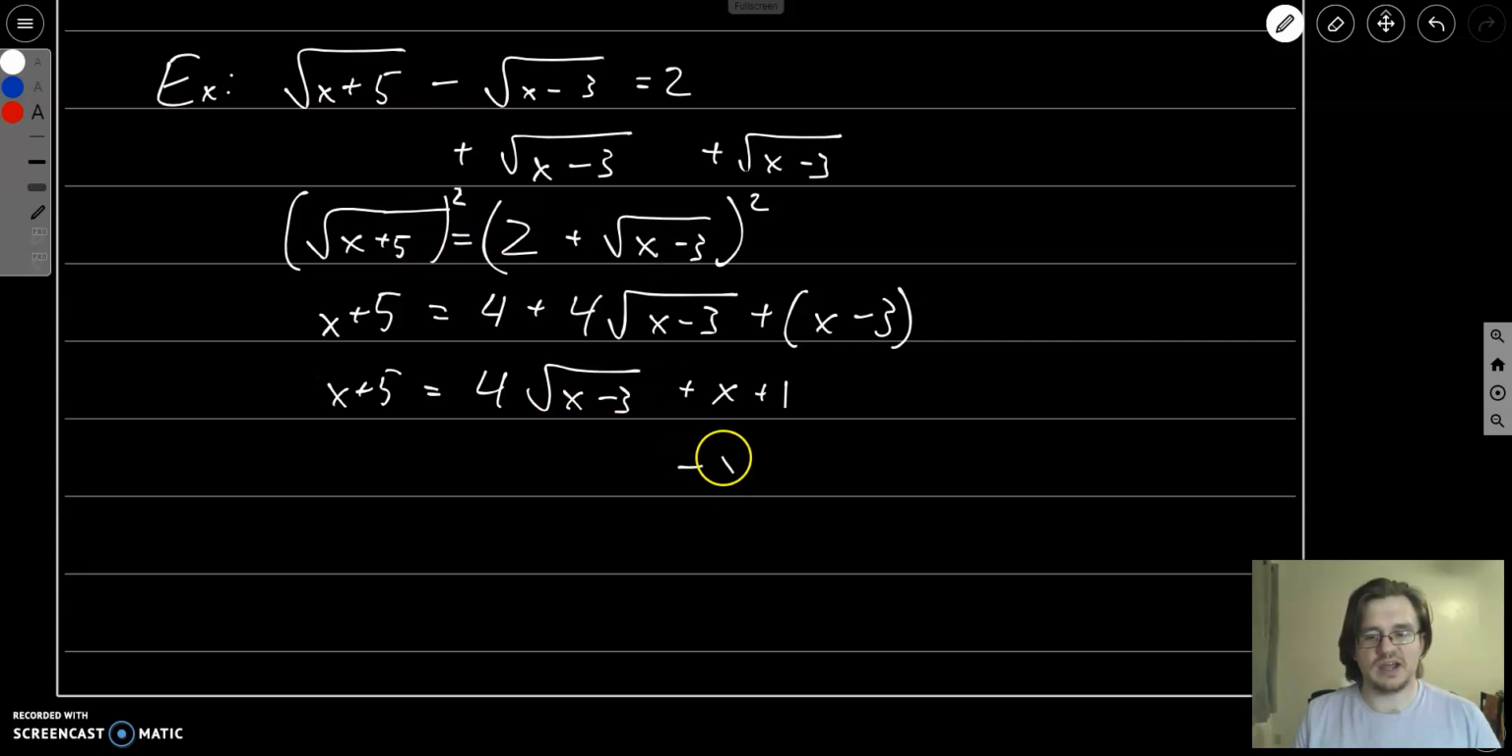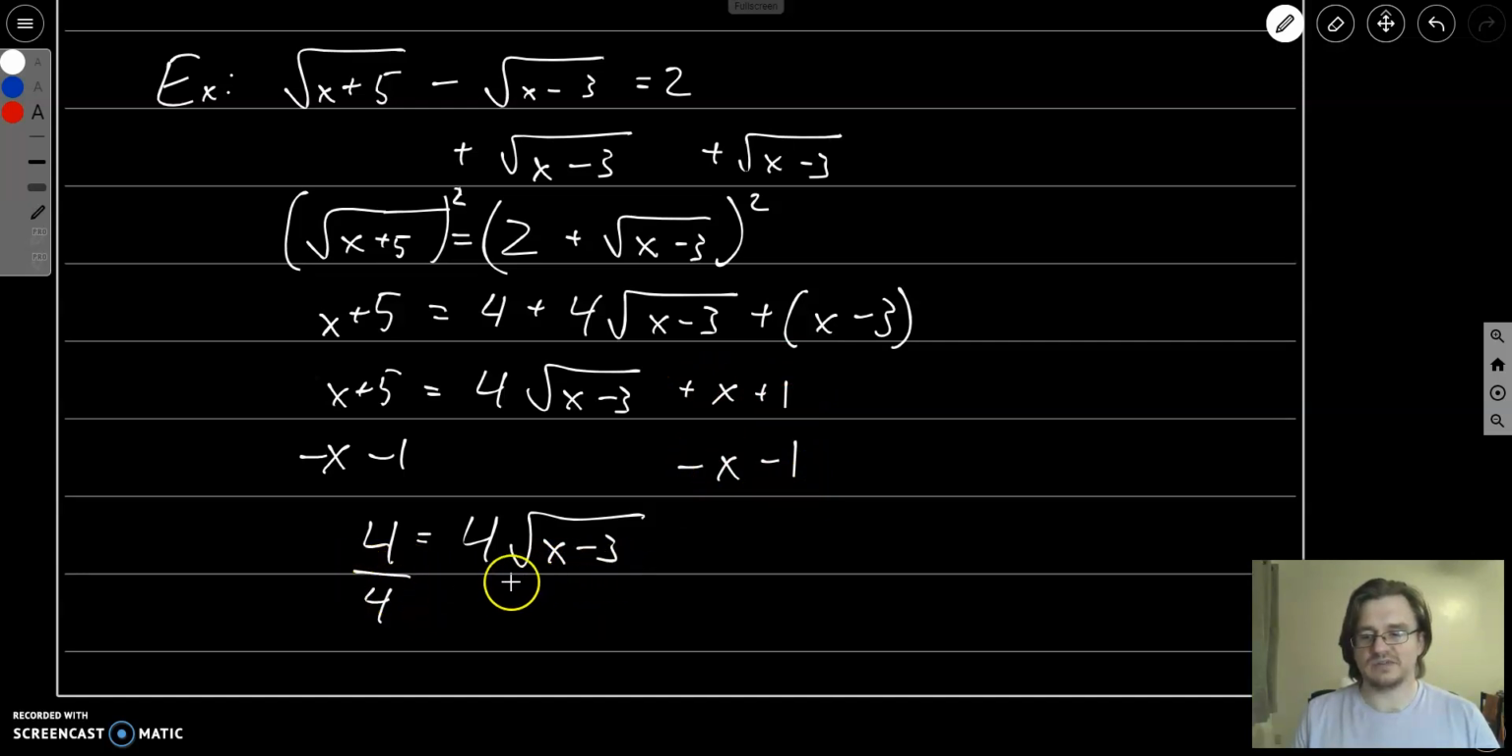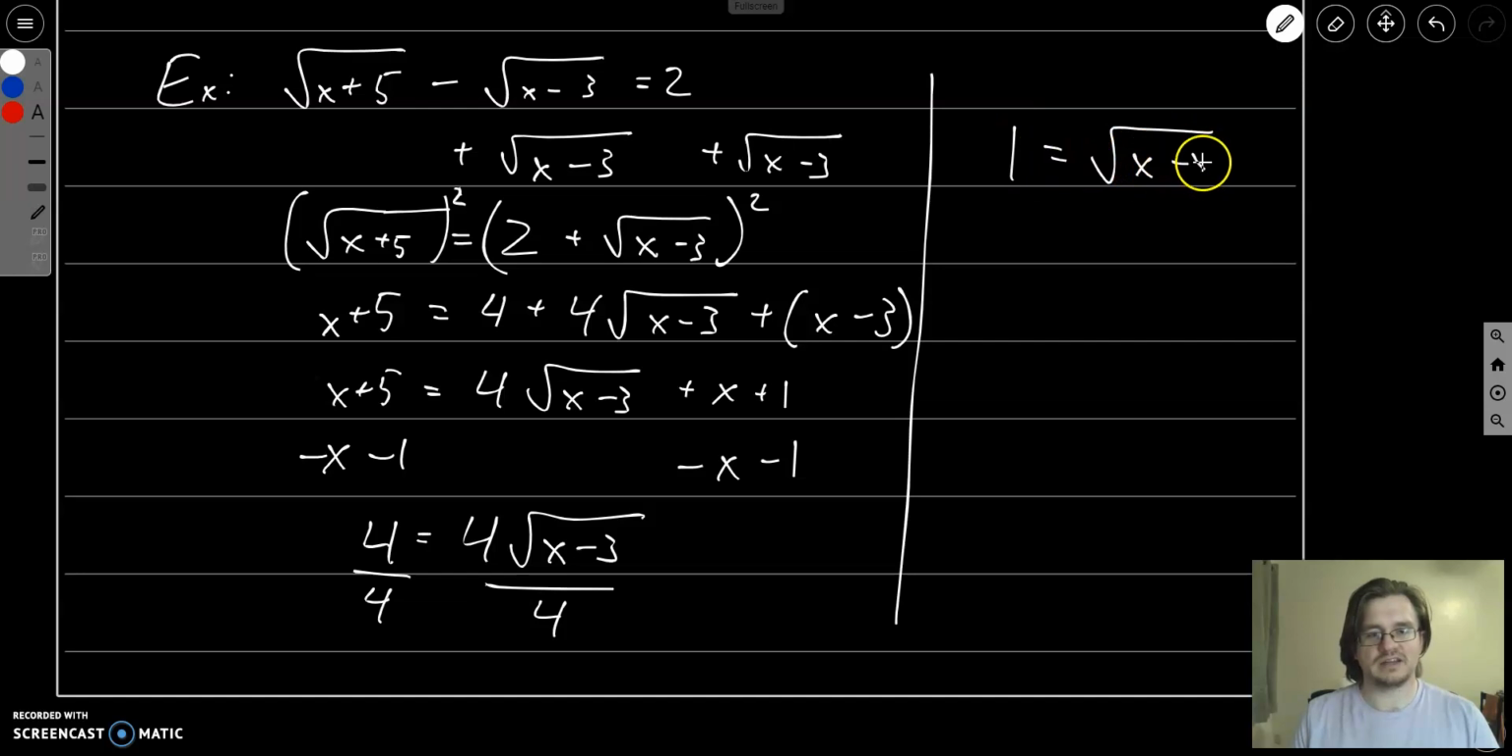So here I will subtract an x from both sides to get rid of that, and then I'll subtract a 1 from both sides to get rid of this, to be left with the x and the x will cancel out. 5 and the negative 1 will become 4. I still have my 4 square root of x minus 3, plus x minus x will go away, plus 1 and minus 1, that'll go away, and I'm left with a fairly simple equation. I can divide both sides by 4 to have all my 4's cancel out, and I'll be left with 1 is equal to the square root of x minus 3.